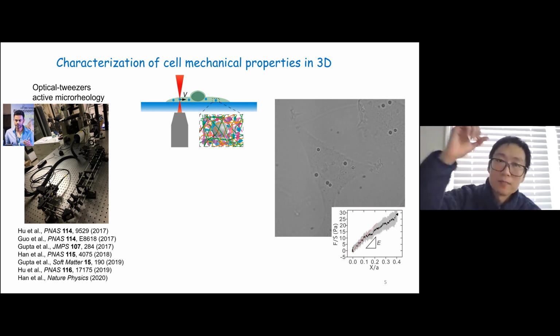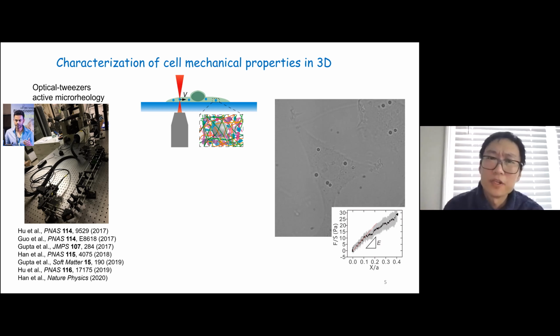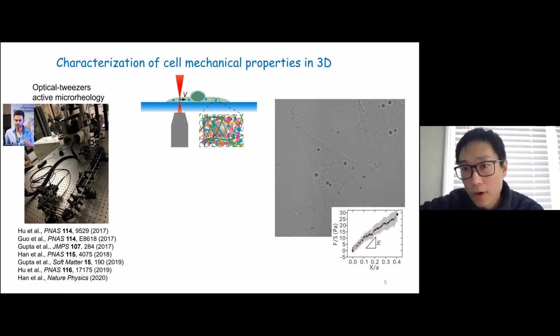And then, just like my hand, I use the laser beam to grab the particle and push it in one direction at a constant speed. This applies a force on the particle, basically deforming the surrounding cytoplasm. And that gives us a direct force-displacement response curve that we use to characterize the mechanics of the cytoplasm.